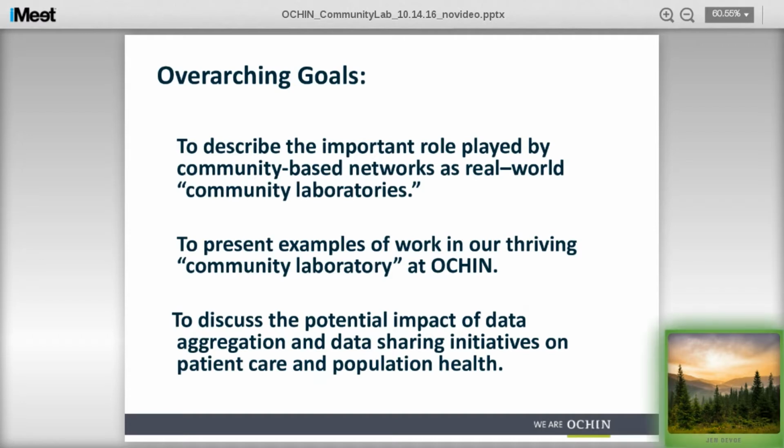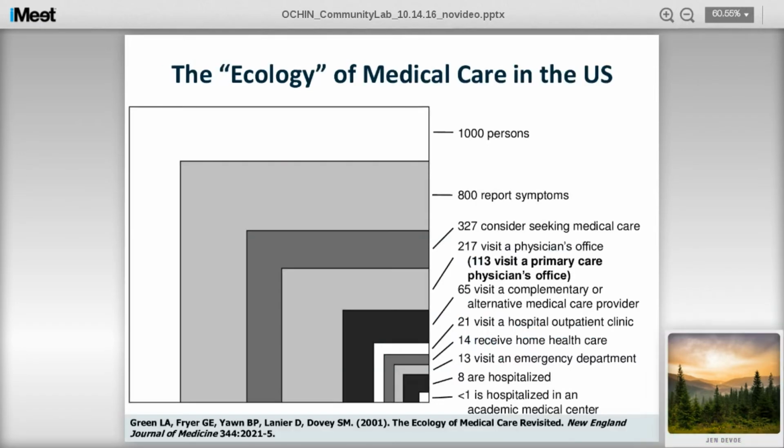So today, our overarching goals are for me to first describe the important role played by our community-based networks. They're real-world community laboratories. And then, what's an example of one? Well, OCHIN is a great example of a community laboratory thriving. And last, I'll discuss the potential impact of aggregating data from primary care settings and elsewhere, and then sharing this data to improve population health, patient care, and work together in communities.